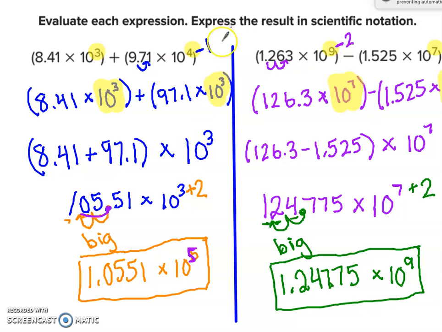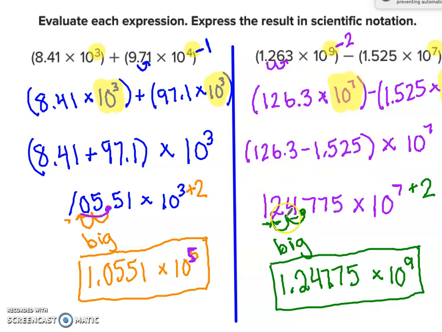Okay, other one over here, 9 and 7, they are not the same, so I need to make the 9, I have to subtract 2 here to make it 7. So it's 10 to the 7th, 10 to the 7th. Well, if I make this one smaller, I have to make this one bigger by moving it to the right. So 1.263 becomes 126.3. Now I have a subtraction sign here, so I'm going to subtract my 126.3 minus my 1.525.